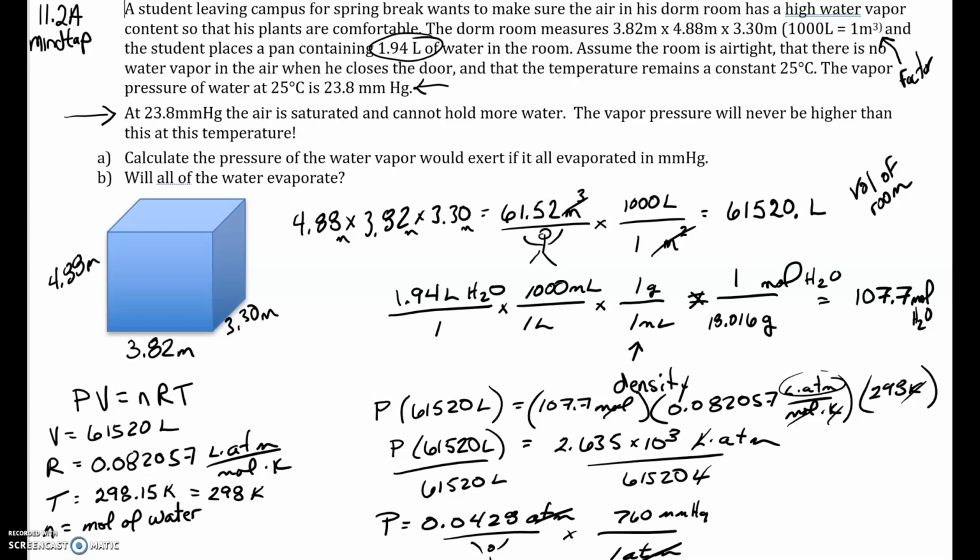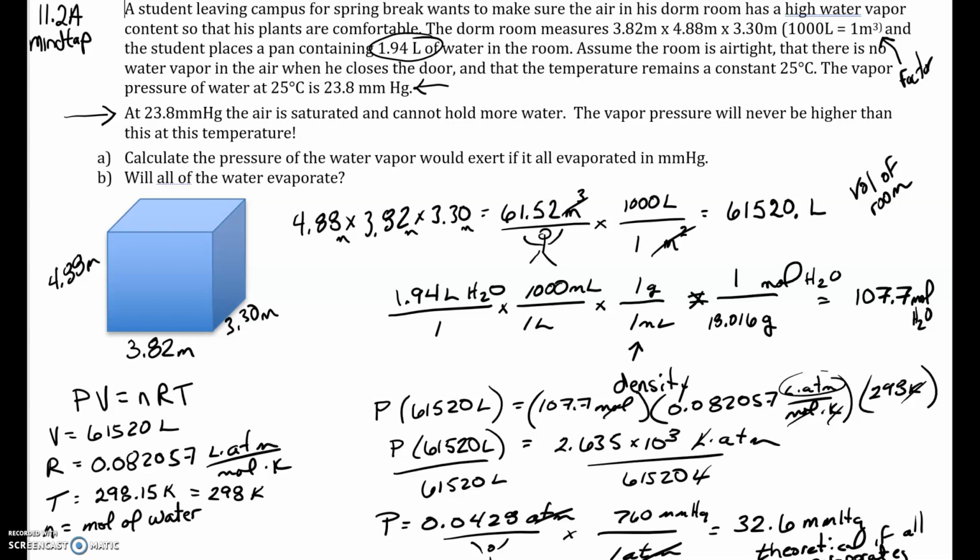So my atmospheres cancel. I put the atmosphere in the denominator over here, and that's why I like to make this a fraction. That's why I'm using the stick figure. So I'm just going to multiply, and I'm going to have units of millimeters of mercury, and this is going to be 32.55. I'm going to go to 3 sig figs now. So 32.6 millimeters of mercury, and this is just a theoretical value. If it all evaporated, that's the pressure that the water would be exhibiting within that space. That doesn't mean that it can reach that.